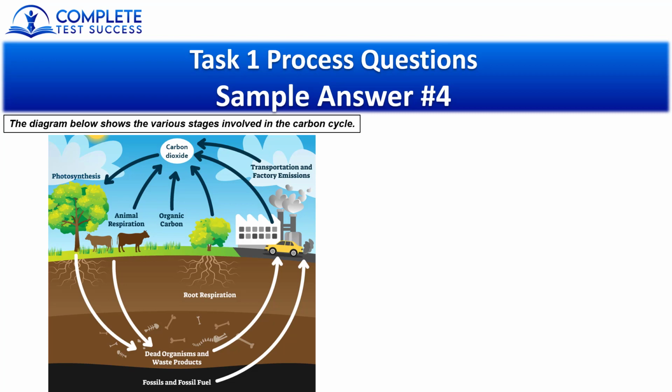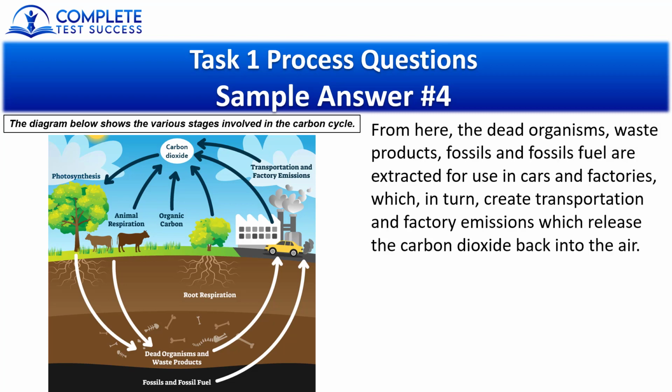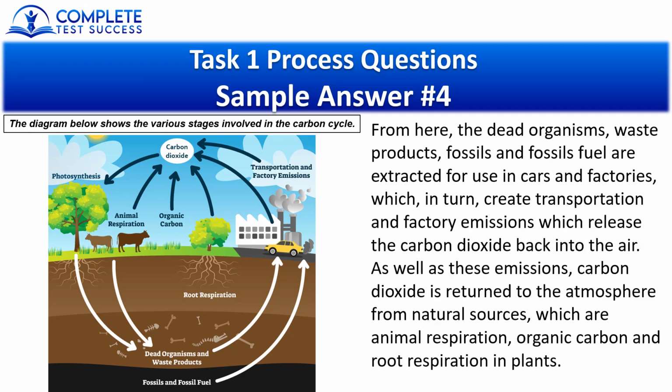And the last paragraph, from here, the dead organisms, waste products, fossils and fossil fuel are extracted for use in cars and factories, which in turn create transportation and factory emissions, which release the carbon dioxide back into the air. As well as these emissions, carbon dioxide is returned to the atmosphere from natural sources, which are animal respiration, organic carbon, and root respiration in plants.